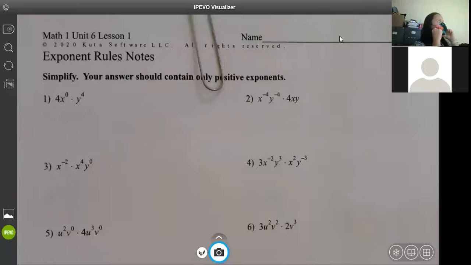So you guys did a little bit of these exponent rules on your own. That's what you were doing on Thursday. It was just kind of a pre-test deal. Don't freak out about it. I just wanted to see what you knew, and we're actually going over it right now.